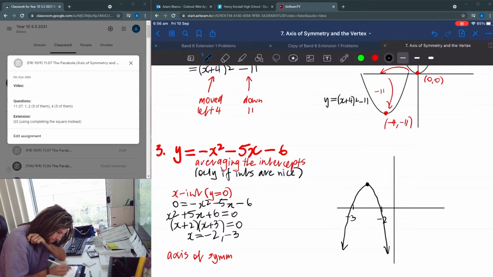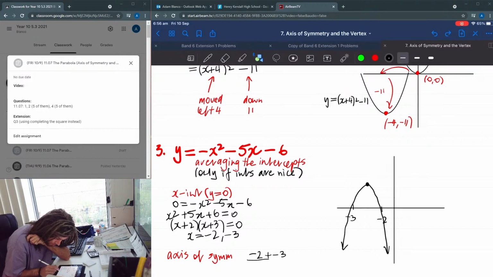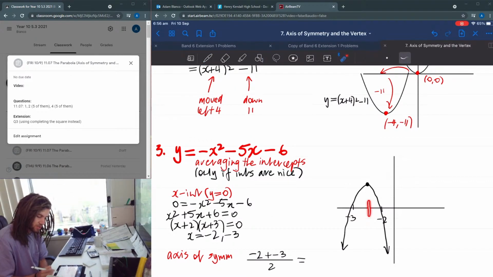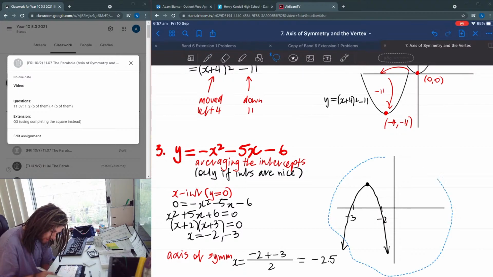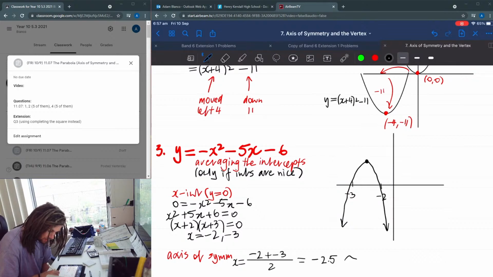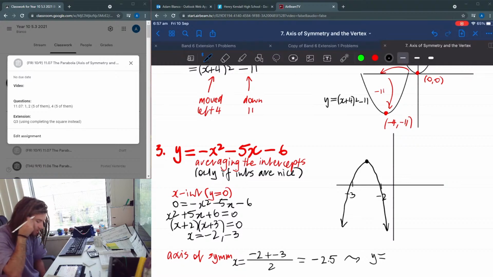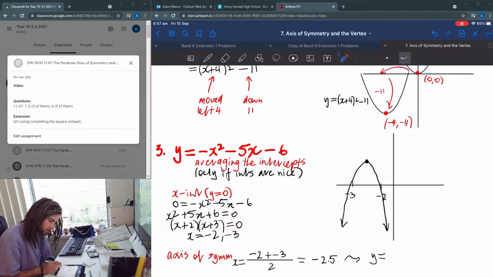How do you do the average again? It's going to be minus 2 plus minus 3, on 2. It's pretty obvious what's in between these two: it's minus 2.5. Okay, so that's my x coordinate. Then if I want my y coordinate, I just shove x equals minus 2.5 into the original equation. I can't put it into the factorized form, I'd have to put it into here.